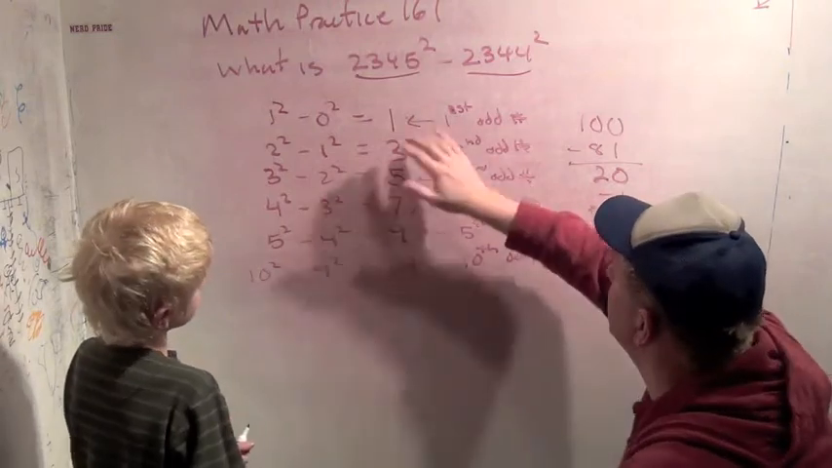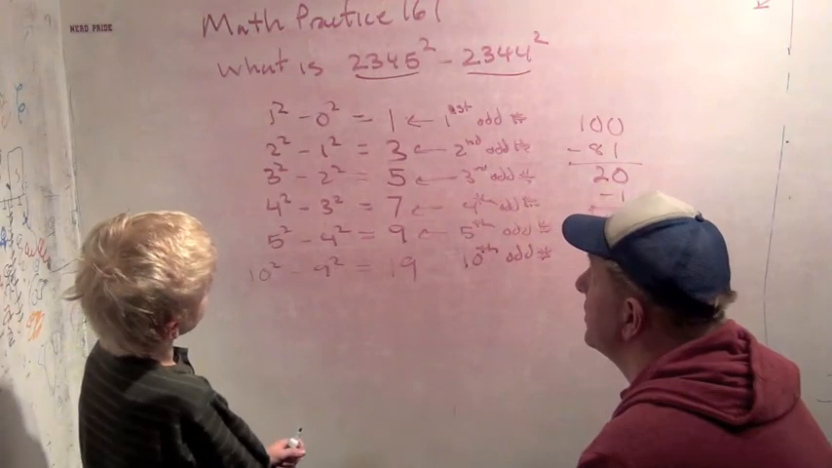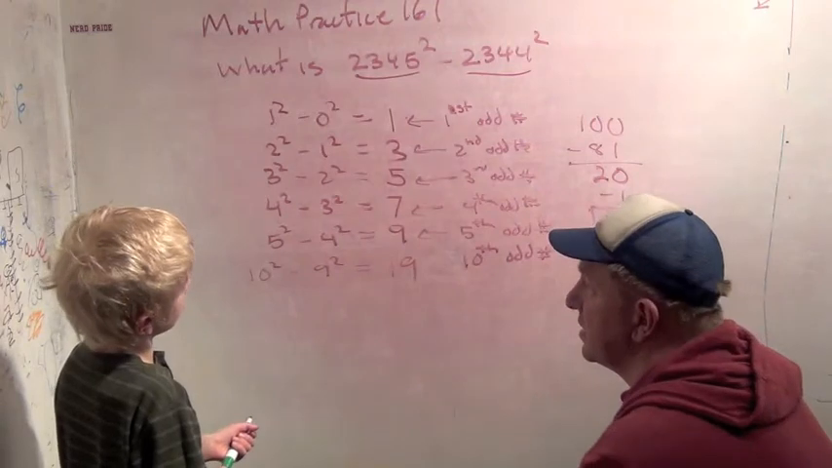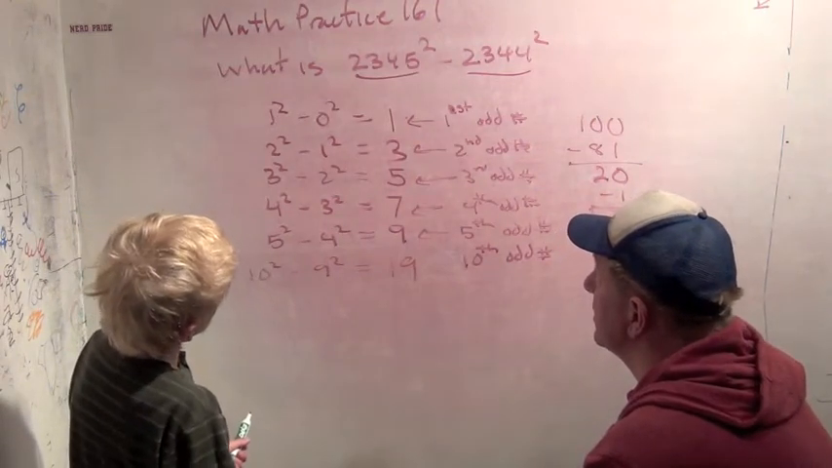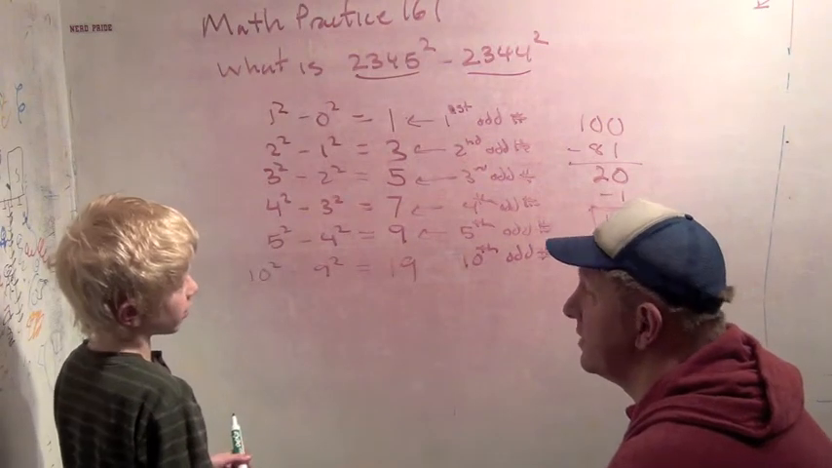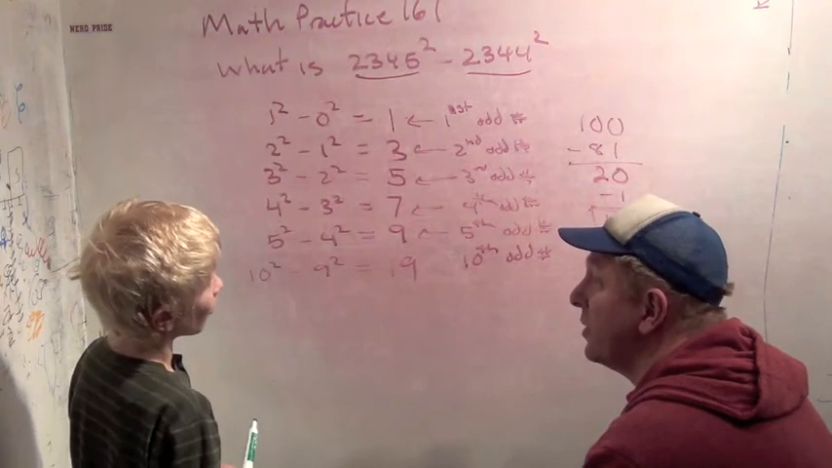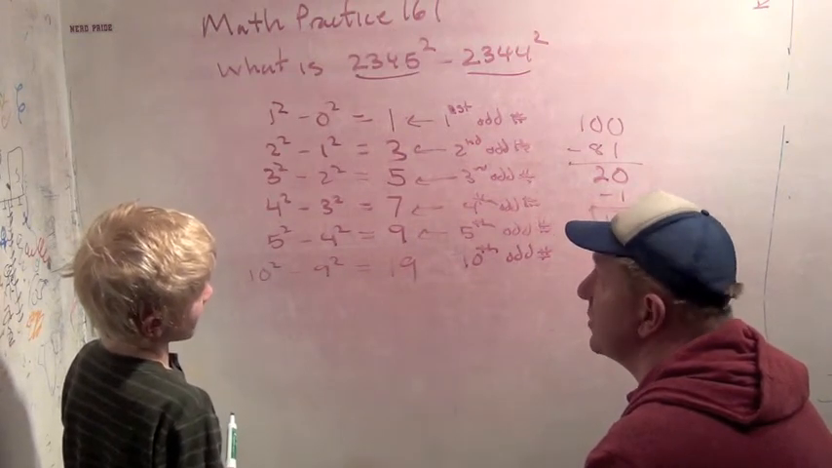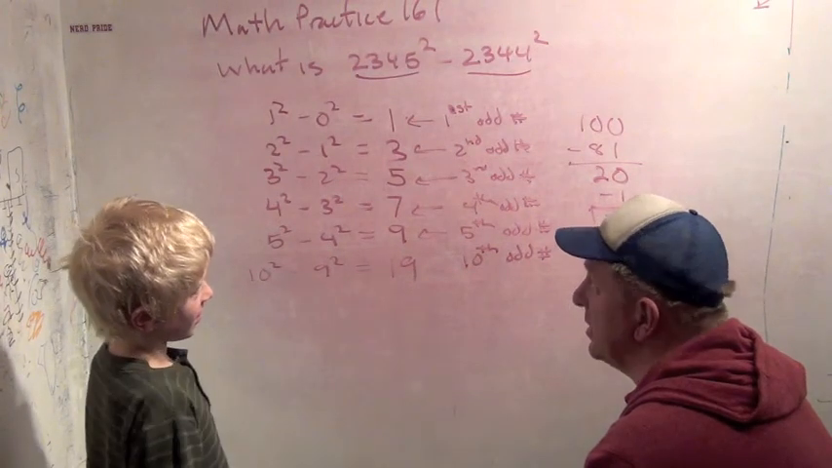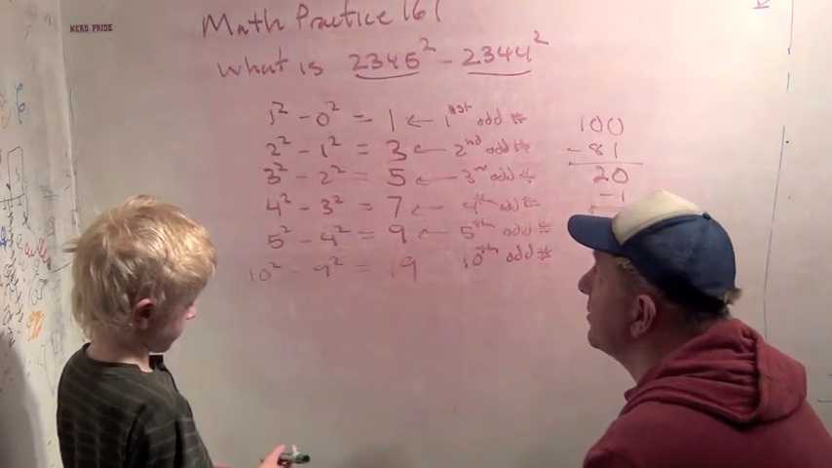So what do you think we have to figure out for this one? What odd number is it going to be? It's going to be the 2,345th odd number. Whoa. Now, do you have 2,345 fingers? No, I only have 10. Oh, rats. So we're going to have to figure out how to count the odd numbers.